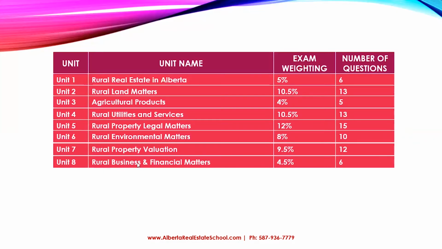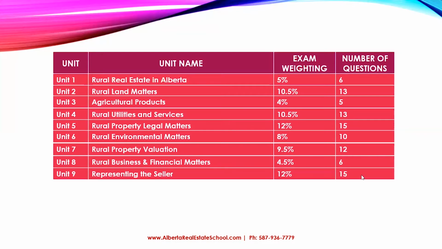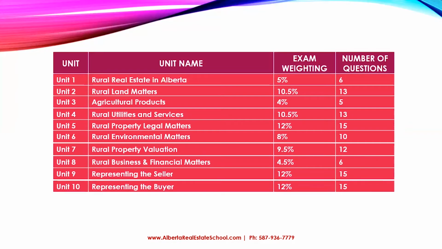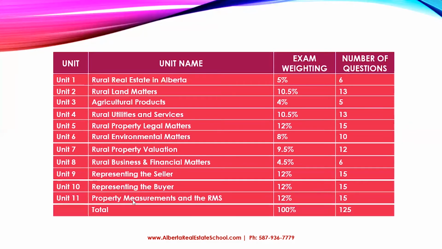Unit 8 is Rural Business and Financial Matters. This one is worth 4.5%, so looking at around 6 questions from Unit 8. Unit 9 is Representing the Seller, and this is an important unit worth 12%, which means we're looking at around 15 questions from Unit 9. Unit 10 is Representing the Buyer. This is also worth 12%, so we have about 15 questions from Unit 10 as well. Unit 11 is Property Measurement and RMS, which is again worth 12% of the mark. So we're looking at 15 questions from Unit 11.